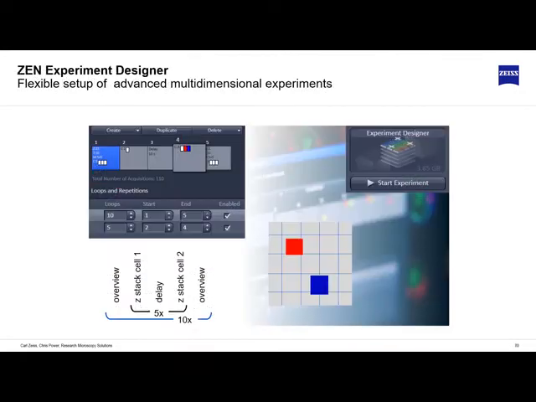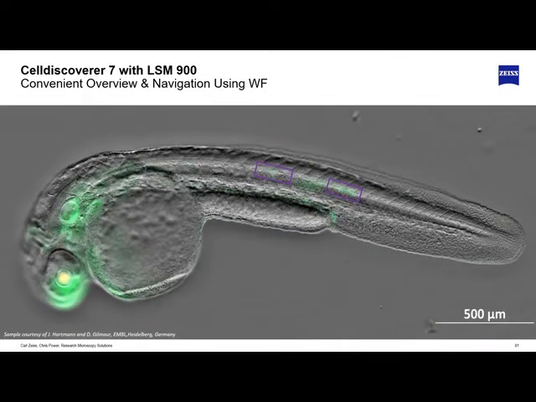The next thing we've done in order to make systems easier to work with and to get more data is Experiment Designer. This is where instead of just doing one experiment at a time, you can do multiple experiments. You can say, I want to run a time series in one region, run a time series in another region, plus do more complex things like a contextual overview.